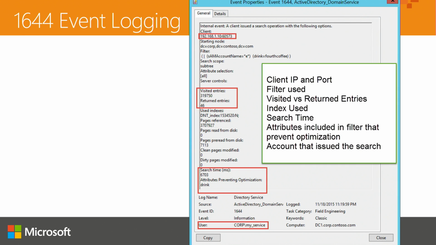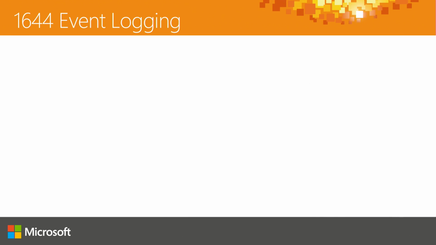And then finally, the attributes preventing optimization was also added in 2012 R2. That tells us what attribute was searched on in that search filter that prevented the LDAP query optimizer from making that search complete in a timely fashion. And then finally, you get a user account. Here's the service account or user account that was used to issue the search.